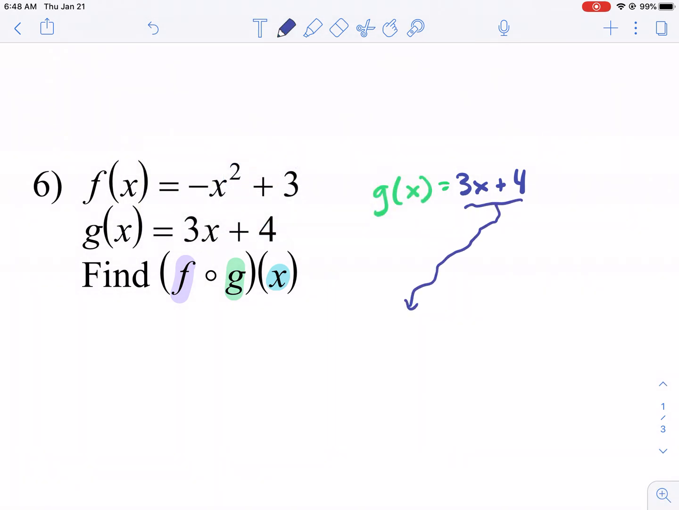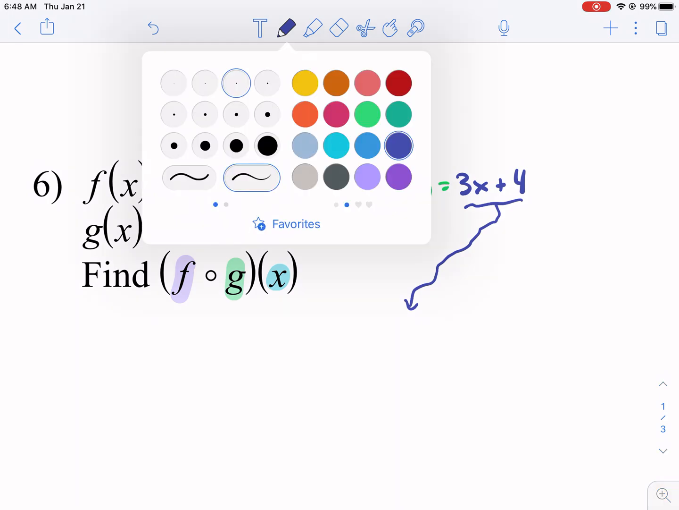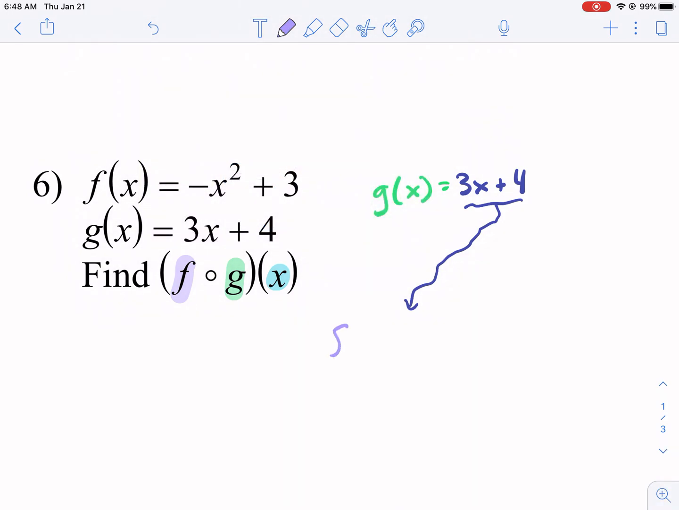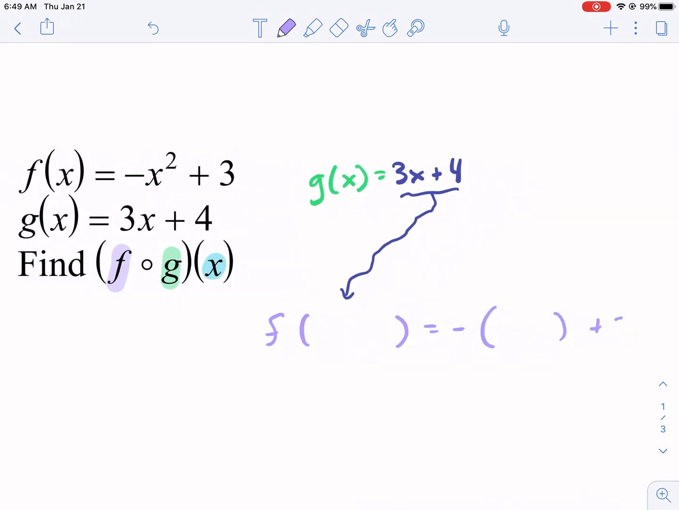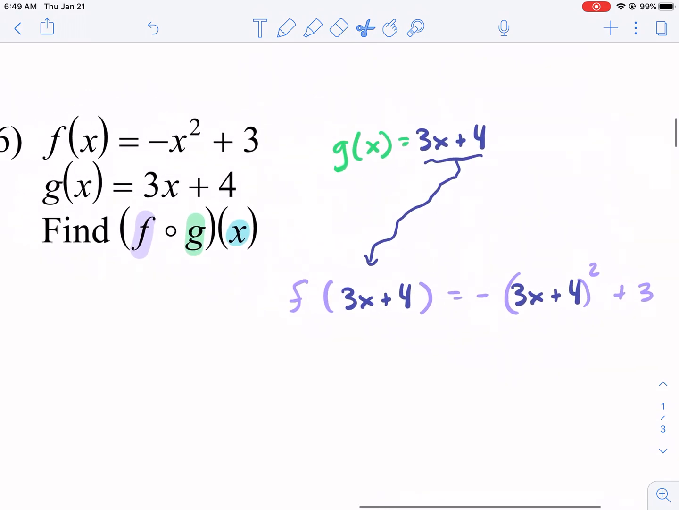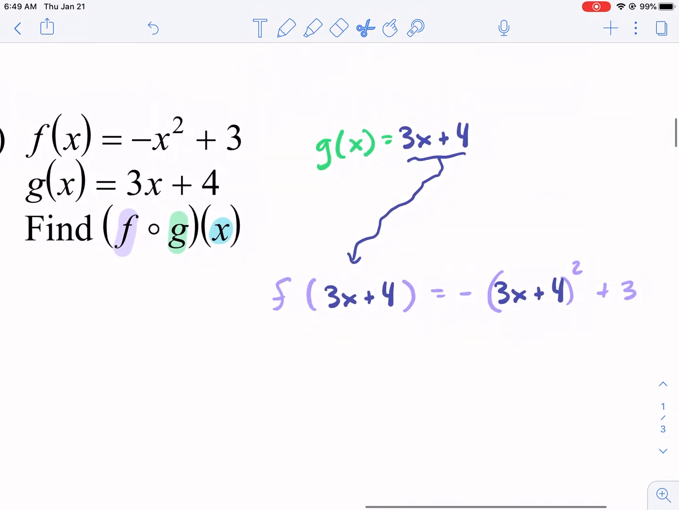I'm ready for step 2, which is input it into f of x. So f of x, that's my outer function. Anywhere I see an x, I'm writing these parentheses, and I'm getting ready to input. So I'm going to take this 3x plus 4, copy, and I'm just pasting it. I'm substituting 3x plus 4. Okay? Oh yeah, this one's a tough one. So 3x plus 4, that was my inner function, input into f of x.